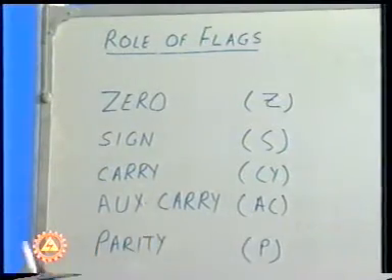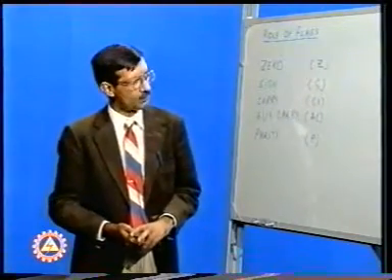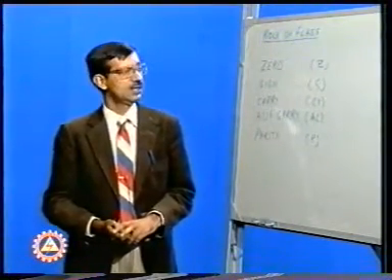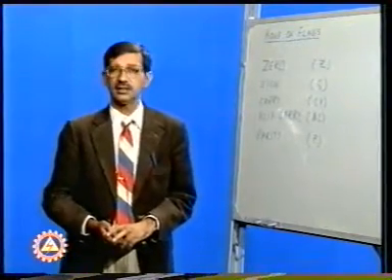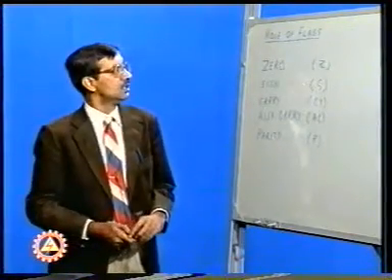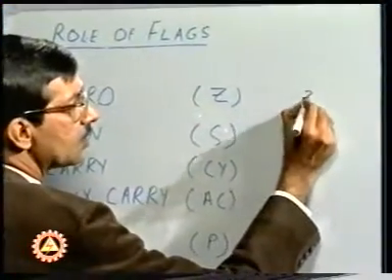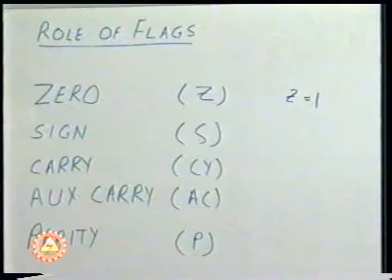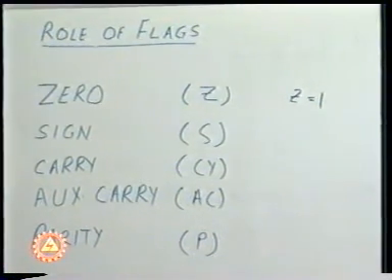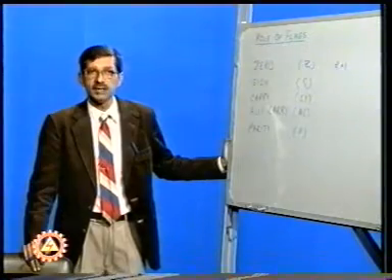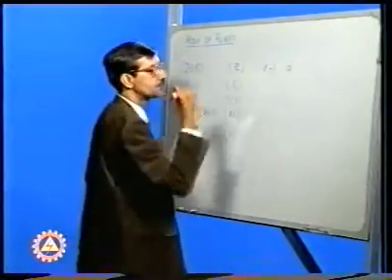and P for parity. These flags are set or reset depending upon the latest arithmetic or logical operation that has been carried out and the result that is available after that. The zero flag would be set. When I say set, this means it will become 1. The zero flag will become 1 when, after the execution of the arithmetic or logical operation, the result becomes 0. Otherwise, it will be 0.